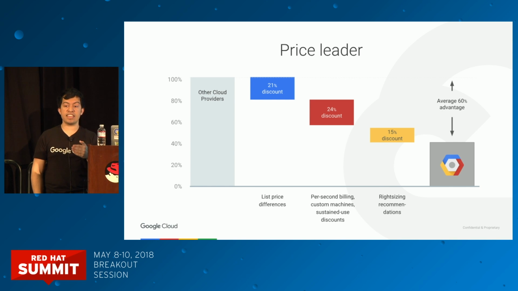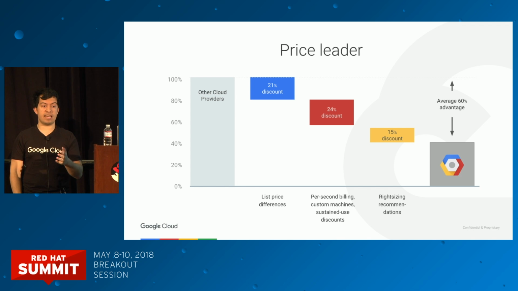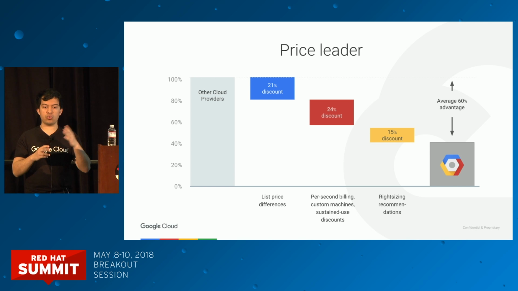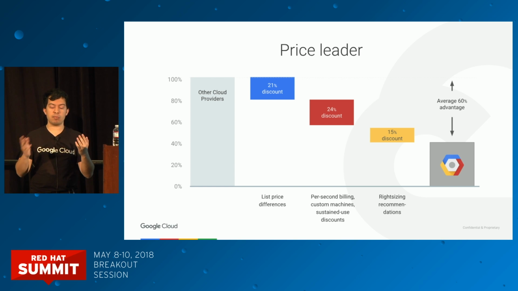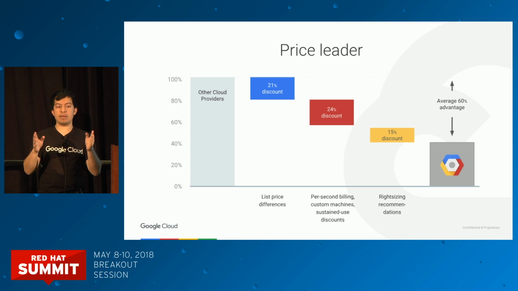We also have sustained use discounts, the idea being that the longer you keep a virtual machine or the longer that you are using something from Google Cloud, the cheaper it's going to get over time. And we'll figure out all of the math for you. If you're using 2 virtual machines for half a month apiece, we'll say, well, hey, that's the same as using 1 virtual machine for 1 month.